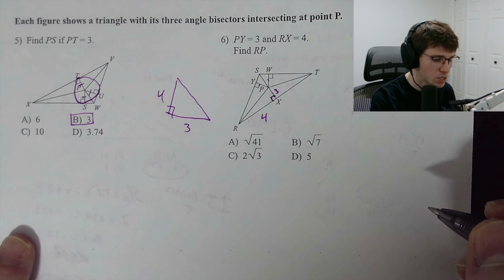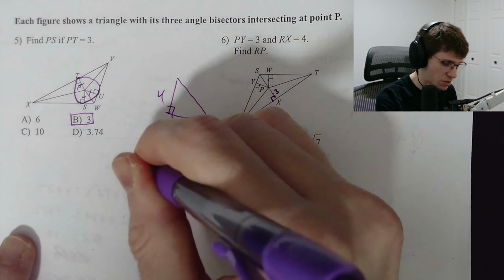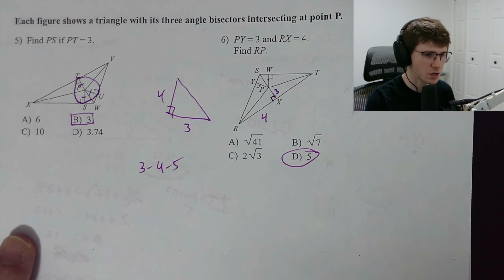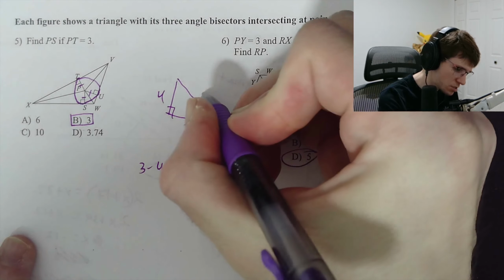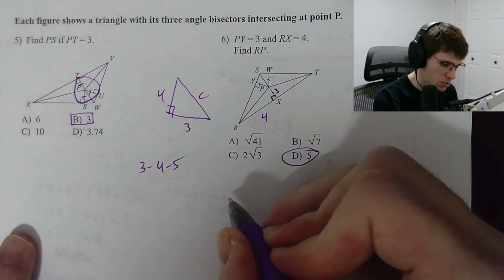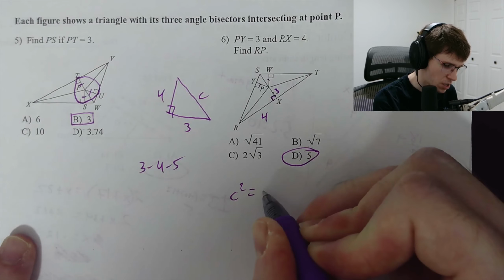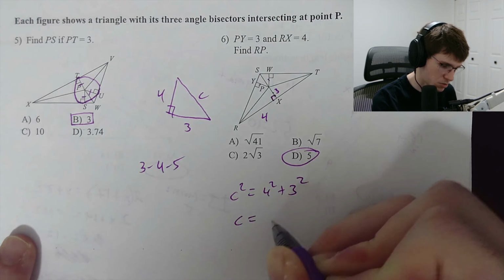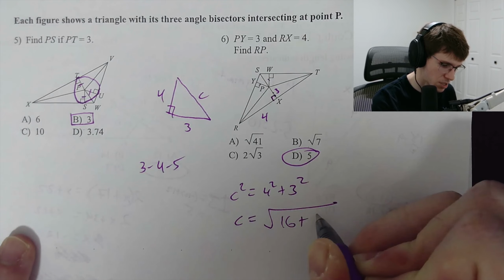This is one that I recommended to you to memorize, that you have the 3, 4, 5 triangle, so you have that right away if you had that memorized. But if you didn't, we usually label this the letter C, and we'd say that C squared is equal to 4 squared plus 3 squared, and therefore C is equal to the square root of 16 plus 9.